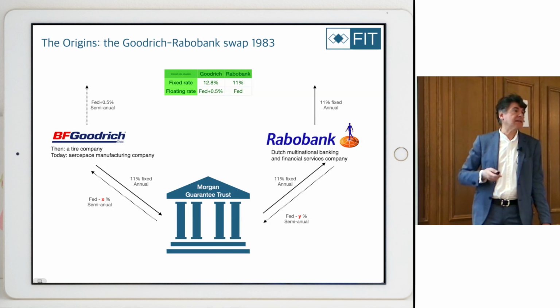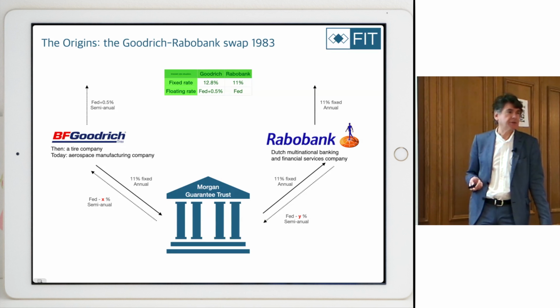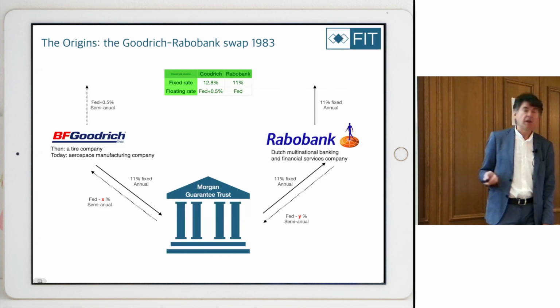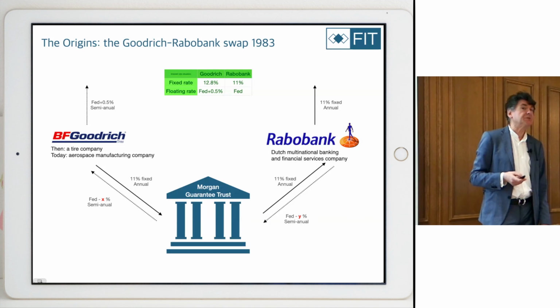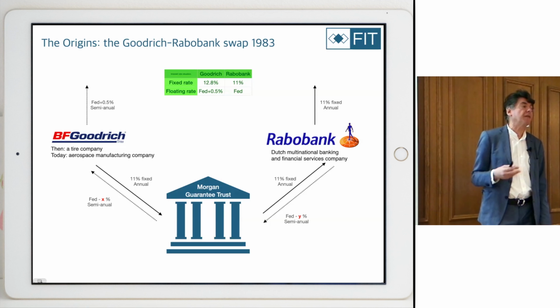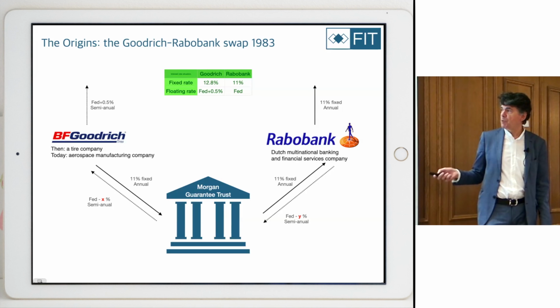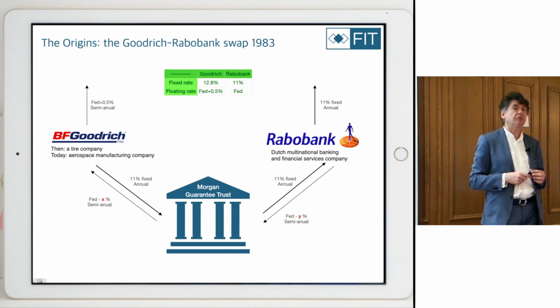We know that as long as X is less than 1.3, 130 basis points, then Goodrich is happy, right? So you would say, well, 1.3 divided by 3 is about what, 40 basis points, right? So if X is 80 basis points and Y is 40 basis points, then Rabobank is happy, they're making 40 basis points. 40 basis points is pretty good. And 80 basis points is still 40 basis points better than the market rate. And then Morgan makes 40 basis points for free, taking that credit risk into account. You see what I'm saying?